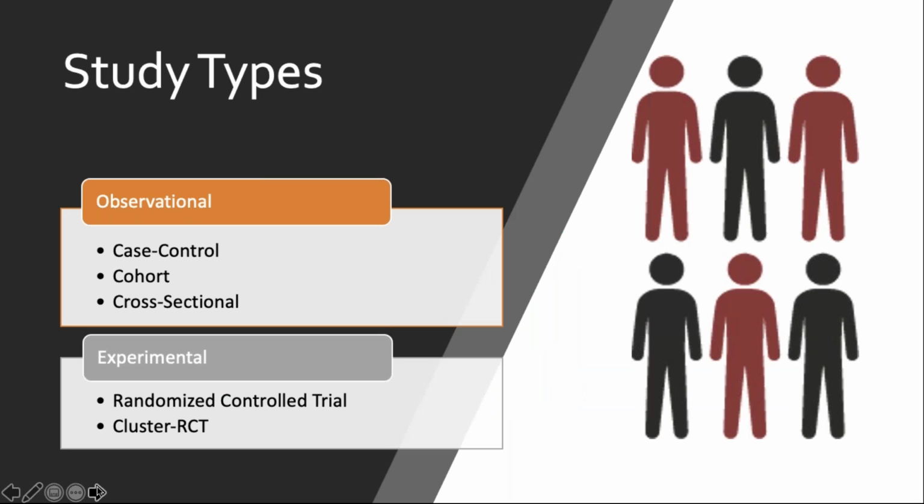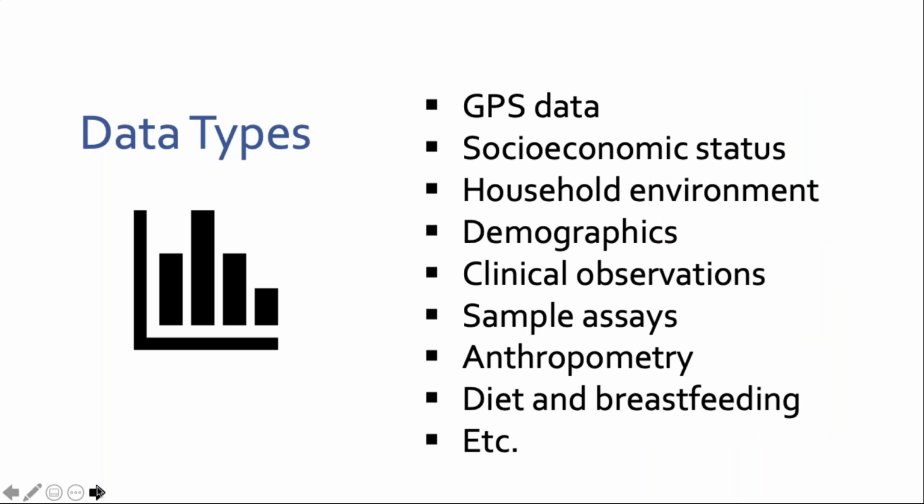Various types of studies are included in ClinEpi. We have observational data from case control, cohort, and cross-sectional studies, and experimental studies, including randomized controlled trials and cluster RCTs. The data you will find on our site is of diverse types that includes geographic data, socioeconomic metrics, and household characteristics, as well as individual level data on demographics, clinical data, sample assays, and much more.